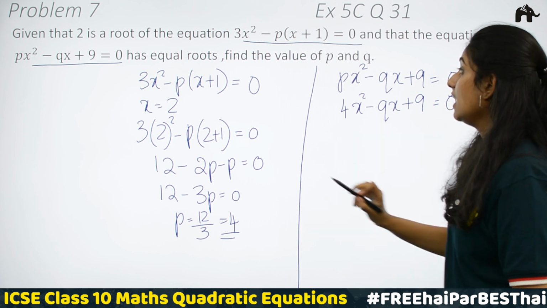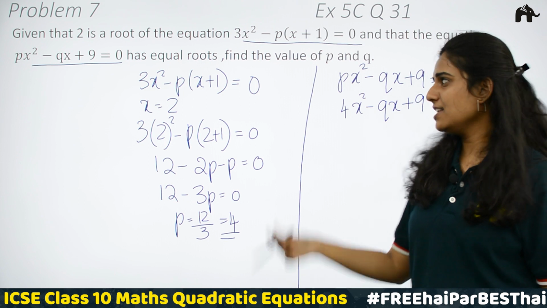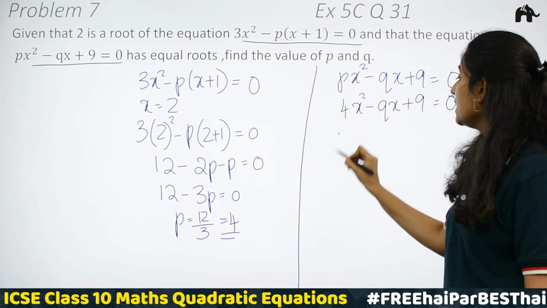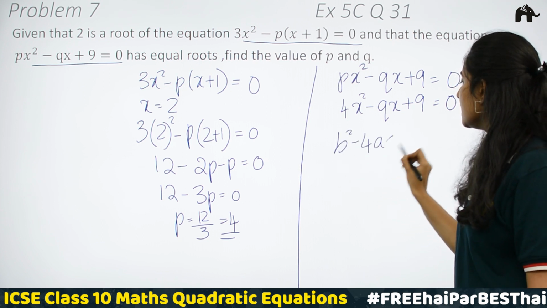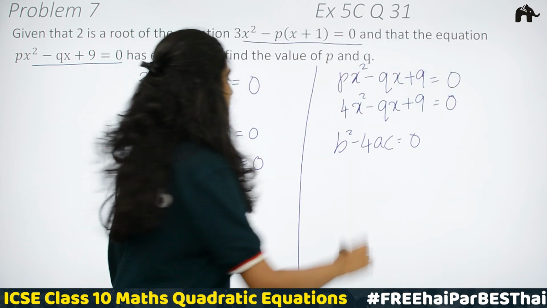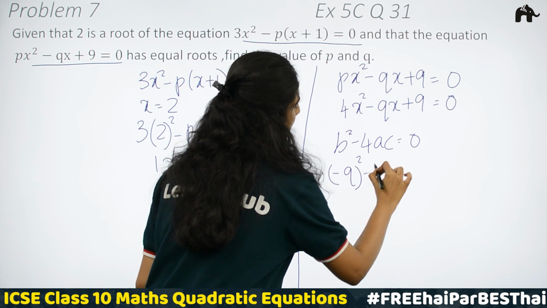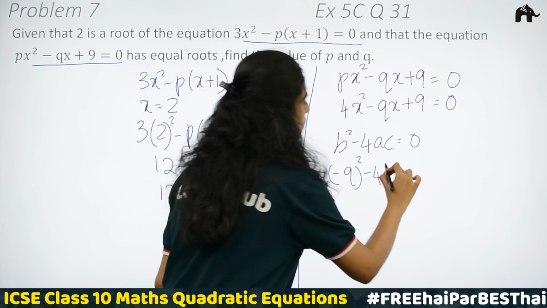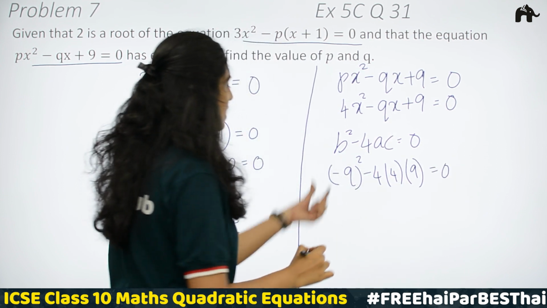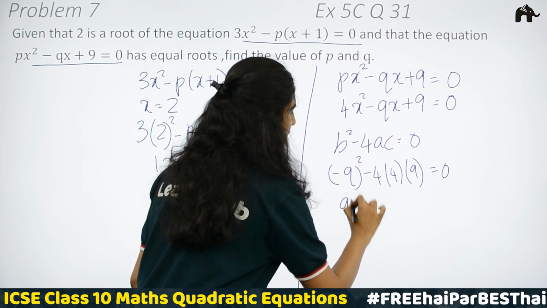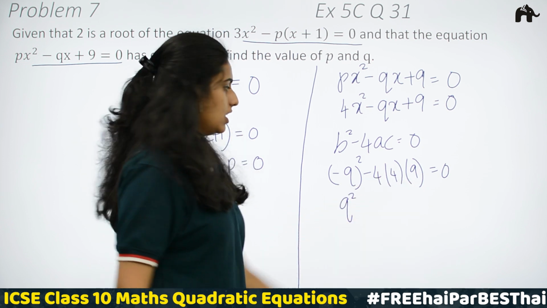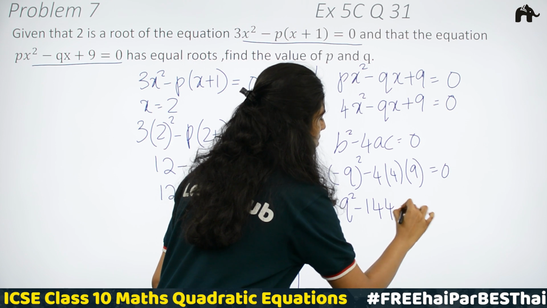Here it is given that this equation has equal roots. When does an equation have equal roots? When the discriminant is equal to 0. That is when b square minus 4ac is equal to 0. Here what is b? b is minus q. Minus q square minus 4 into ac. a is 4 and c is 9 is equal to 0. That is minus q square, q square, 4 into 4 16, 16 into 9 144. Minus 144 is equal to 0.